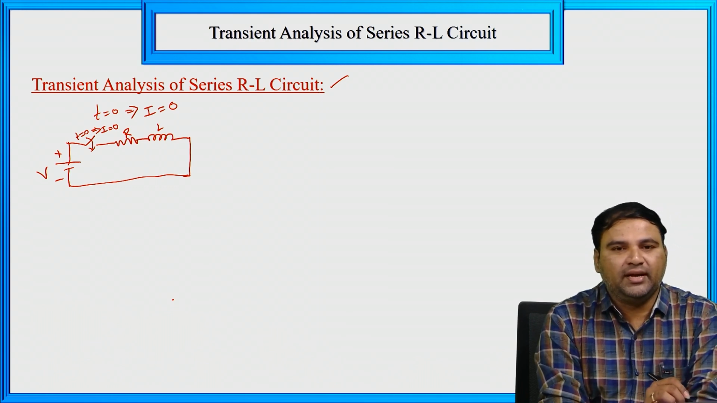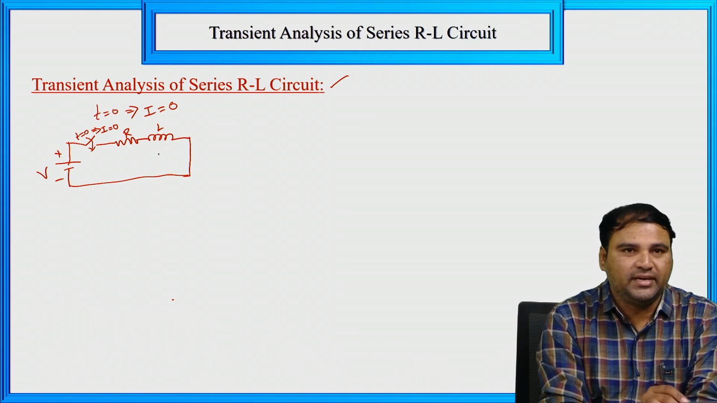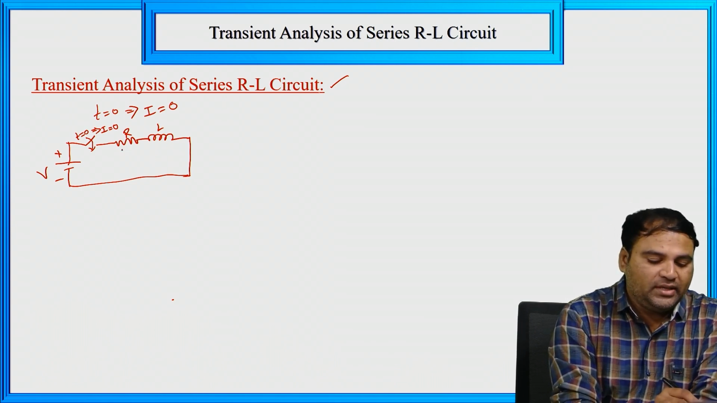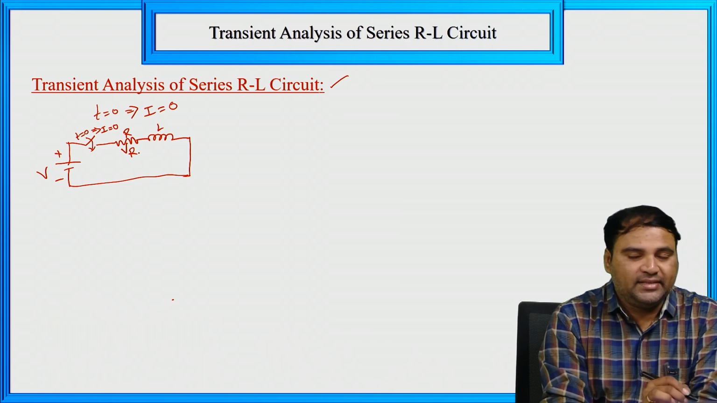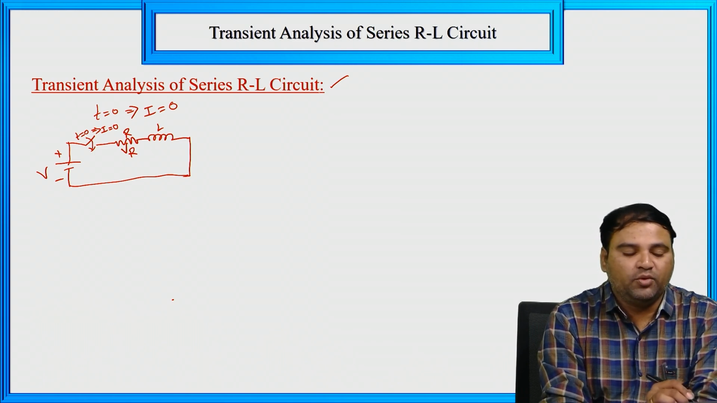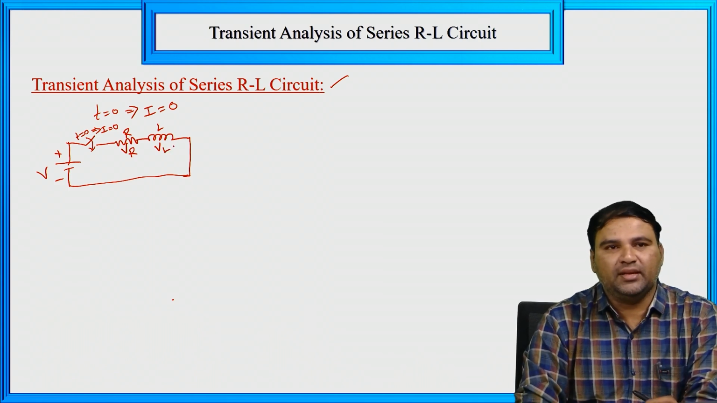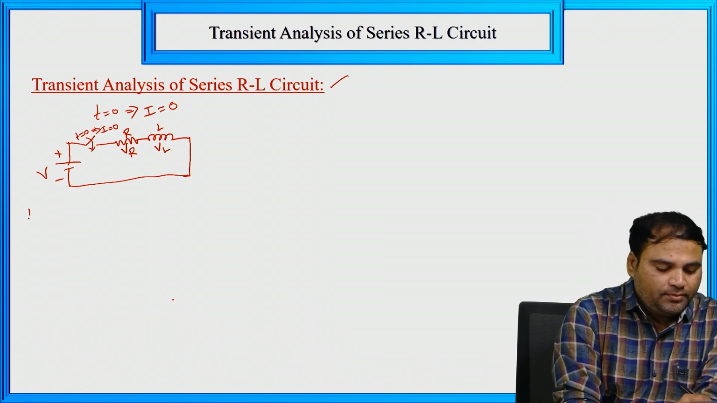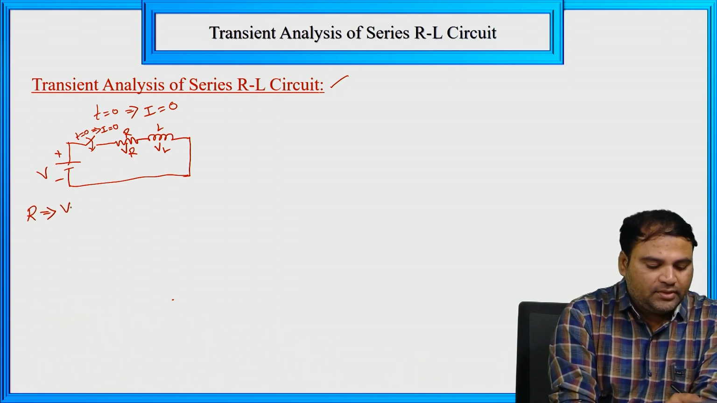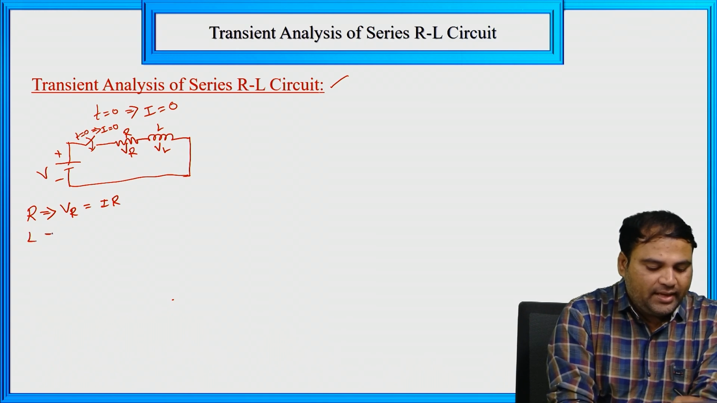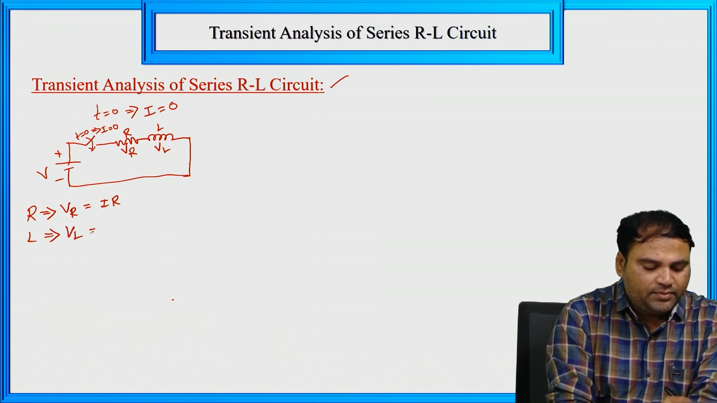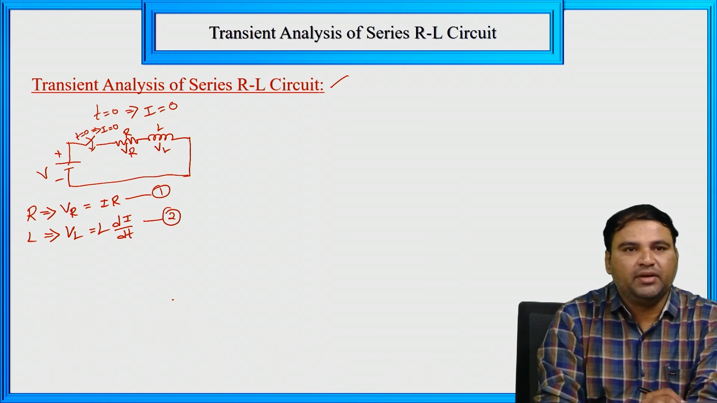In a series circuit, current is constant, but we have different voltage drops. At resistor R, I am taking the voltage drop as VR. At inductor L, I am taking the voltage drop as VL. So at resistor R, the voltage drop VR is equal to I into R. At inductor L, VL is equal to L into di divided by dt. Let us take these as equation 1 and equation 2.